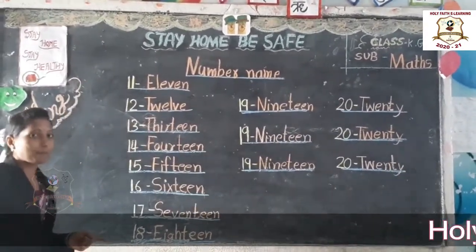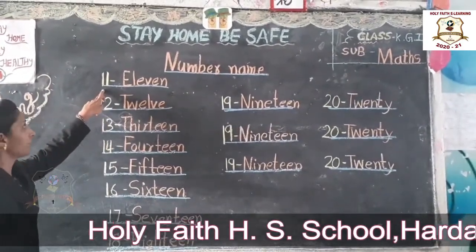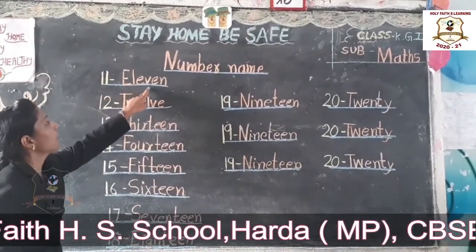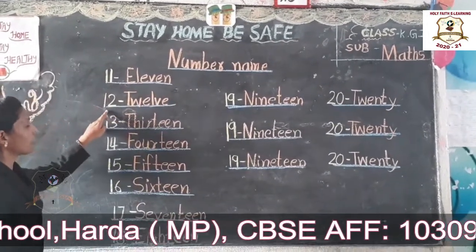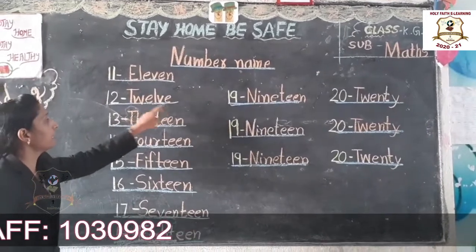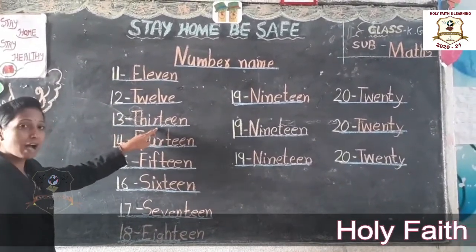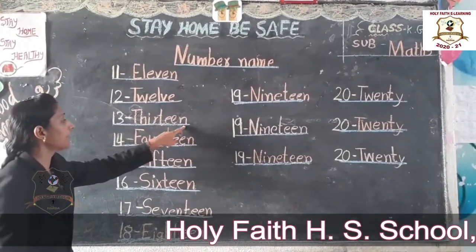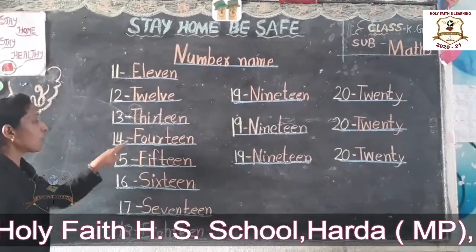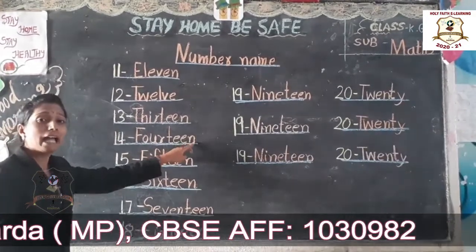Let's repeat it one more time. Okay? Look here. This is number 11. E, L, E, V, E, N. 11. Now next, 12. T, W, E, L, V, E. 12. Next, 13. T, H, I, R, T, E, E, N. 13. Now next, 14. F, O, U, R, T, E, E, N.